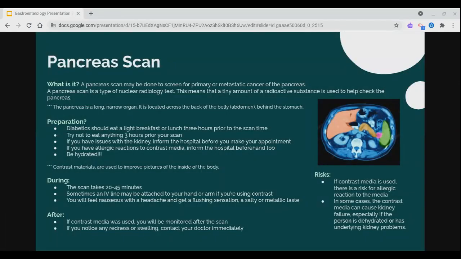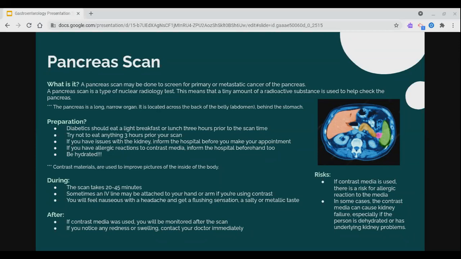A pancreas scan is a scan done to screen for any primary or metastatic cancer of the pancreas. This type of scan is a nuclear radiology test, which means that there is a tiny amount of radioactive substance which is used to help radiologists check the pancreas. A little bit of context on the pancreas. The pancreas is a long, narrow organ which is located across the back of the belly or the abdomen and behind our stomachs.